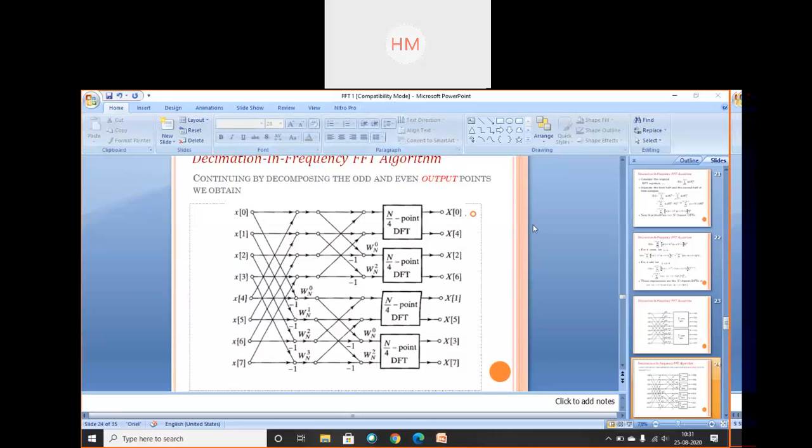So next diagram, DIF FFT. Draw this. This is again decimated in next stage. So we are having three stages. First combine four, then we combine two, then single lines. So draw this, next diagram.